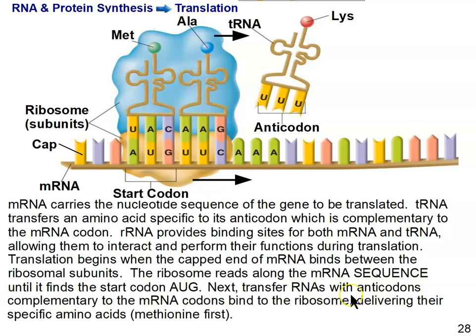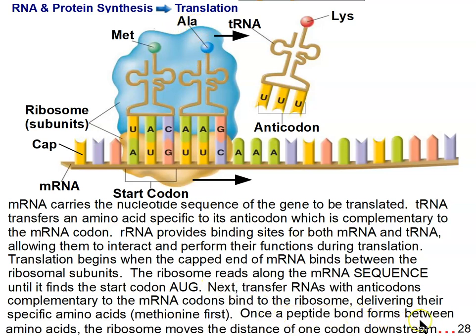Next, transfer RNAs with anticodons complementary to the mRNA codons bind to the ribosome. And at the initiation of translation, there are 2 transfer RNAs that are going to bind, bringing along with them 2 amino acids, matching up their anticodons to the codons. And methionine is first. Notice, MET, methionine. ALA is alanine.